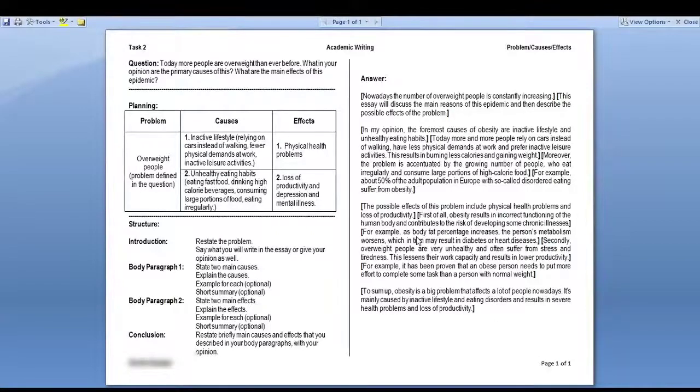The possible effects of this problem include physical health problems and loss of productivity. So in my first line, I have just briefly specified both my points without explaining them. After this line, I will start explaining both my points one by one with an example or short summary, which is optional. I have already given one example in my body paragraph 1. So if I want to avoid giving an example here, I can consider it optional. However, if you have an example, please do specify. You're not getting extra marks for writing more examples.